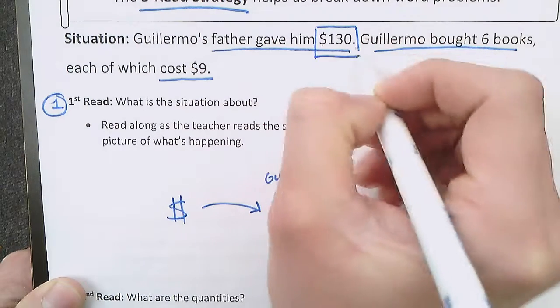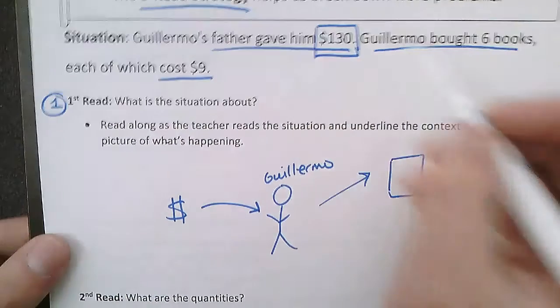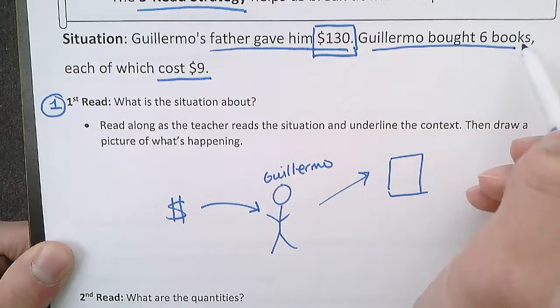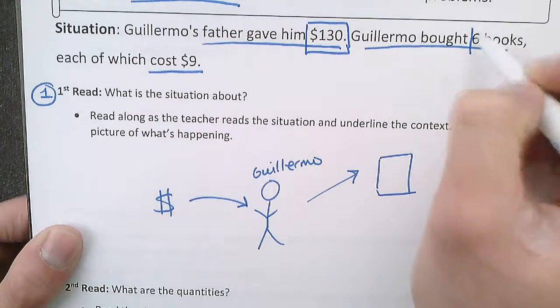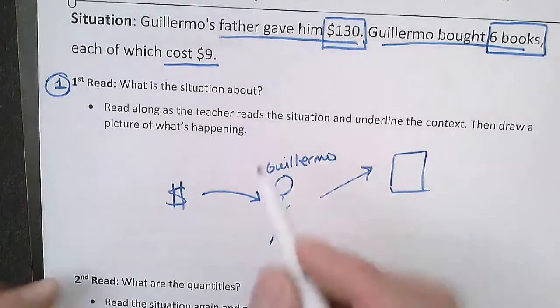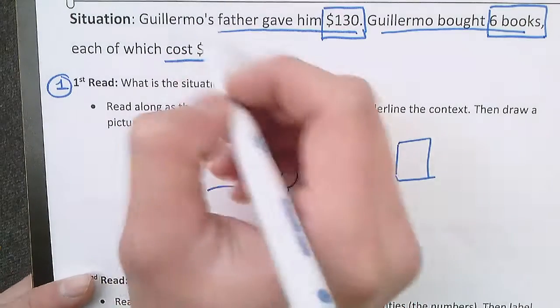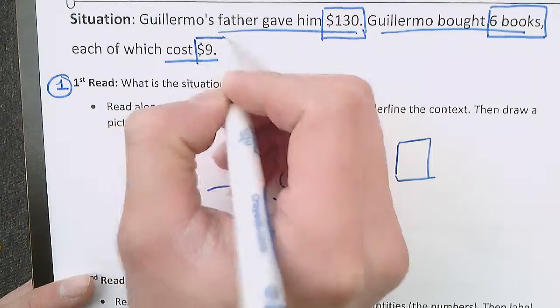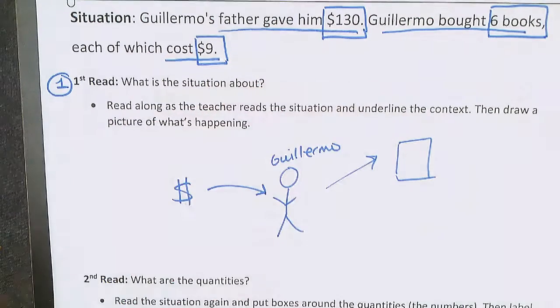We'll put a box around that. And then Guillermo bought 6 books. So when we're talking about 6 books, we'll put a box around that. And then each of those books cost $9. Put a box around the $9.